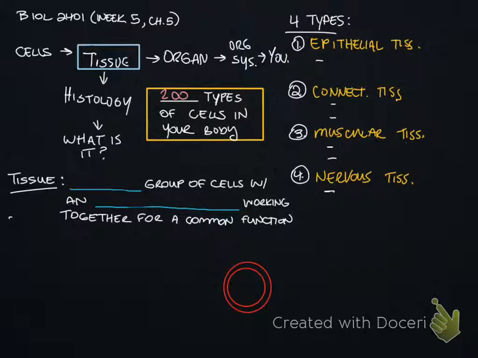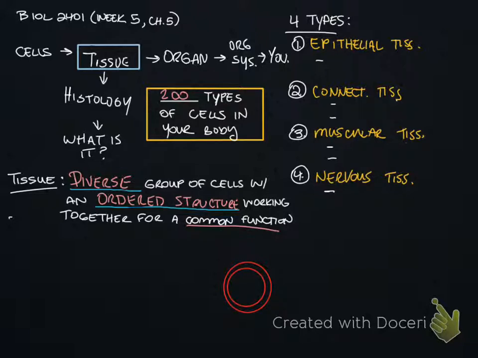But to be a tissue, we need a good definition here. To be a tissue, you have to be a diverse group of cells within an ordered structure that work together towards some common function. So in other words, you have to be more than one type of cell working together to be considered a tissue.